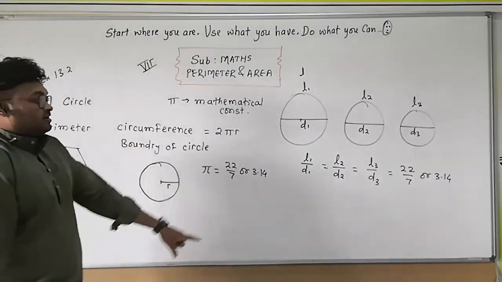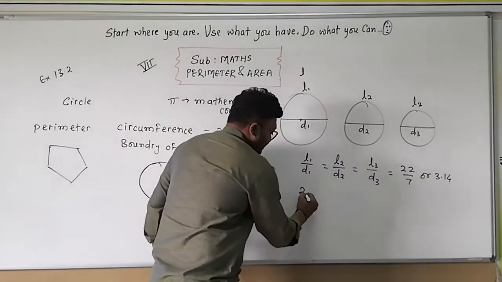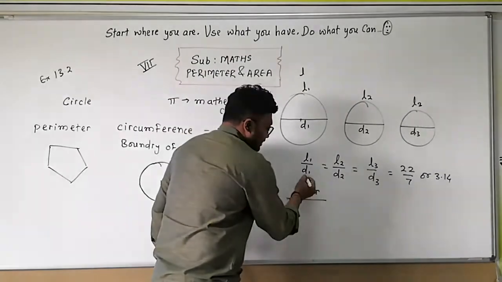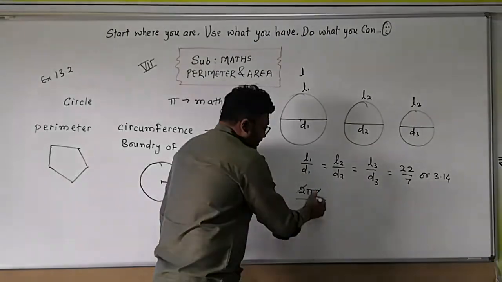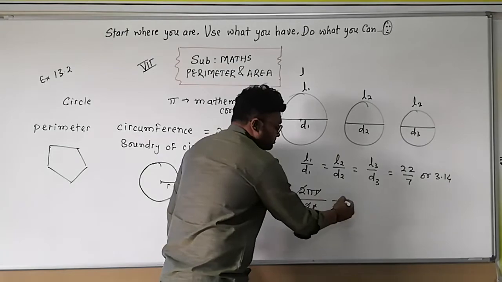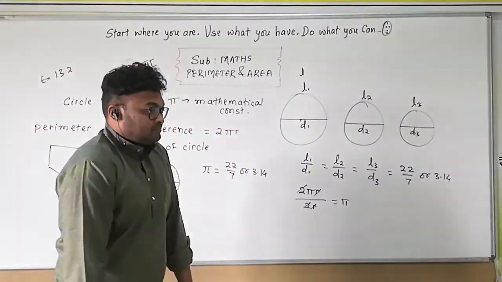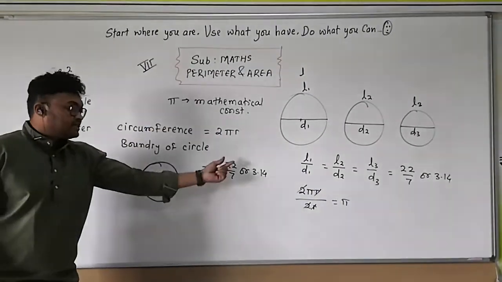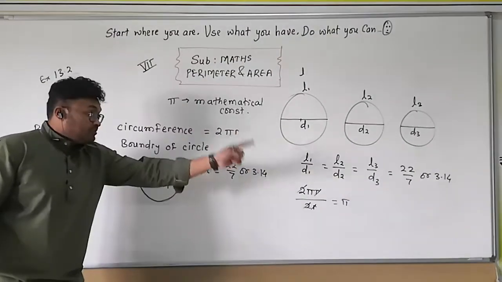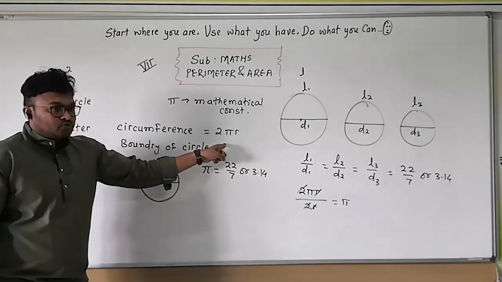So, right now I tell you, what is the circumference of a circle? It is 2 pi r. And what is diameter? Diameter means 2r. If I cancel the 2 and r, what is the remaining value? Pi. And what is the value of pi? This 22 by 7. So from this concept, the value of pi is taken as 22 by 7. And from this same concept, the circumference of a circle is taken as 2 pi r.